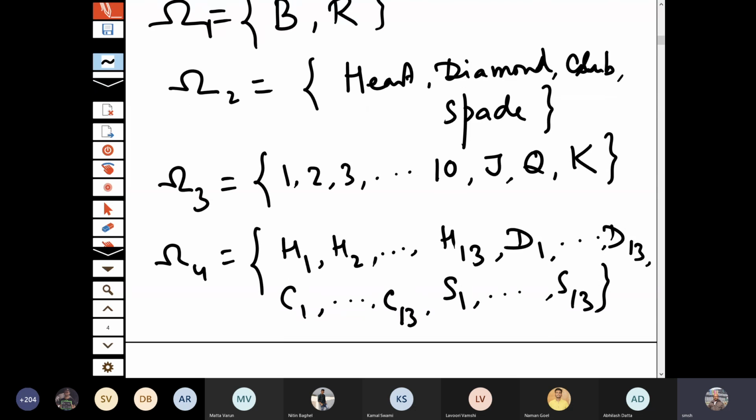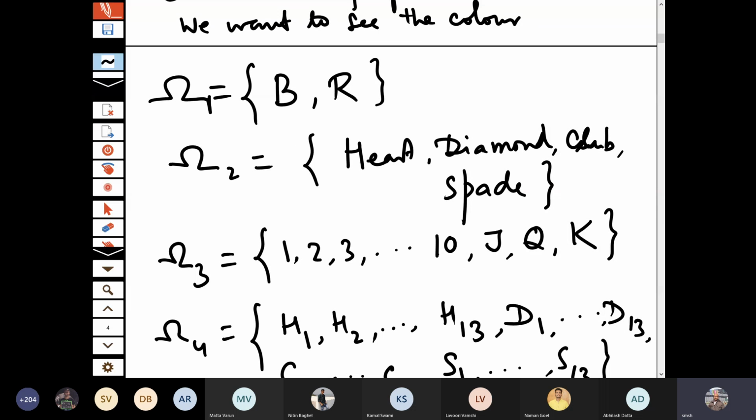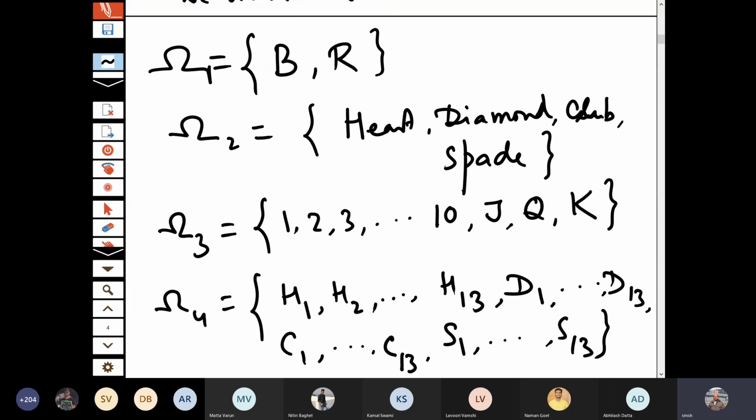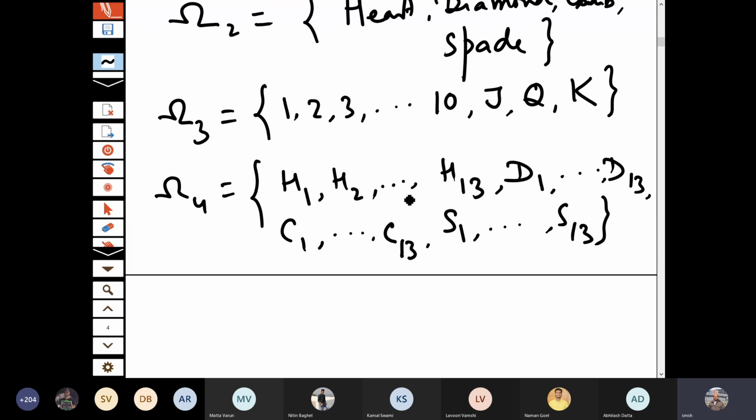So actually this example shows that even if I am talking about drawing of a card from a deck of cards, I can describe the sample space in four different ways, depending upon what is my interest. If I am interested in the color, then this is my sample space. If I am interested in the denomination, then I will use omega 2. If I am interested in the value of the card, then I will use omega 3. If I am interested in actually what is the card, then I will use omega 4. So four different ways of describing this.